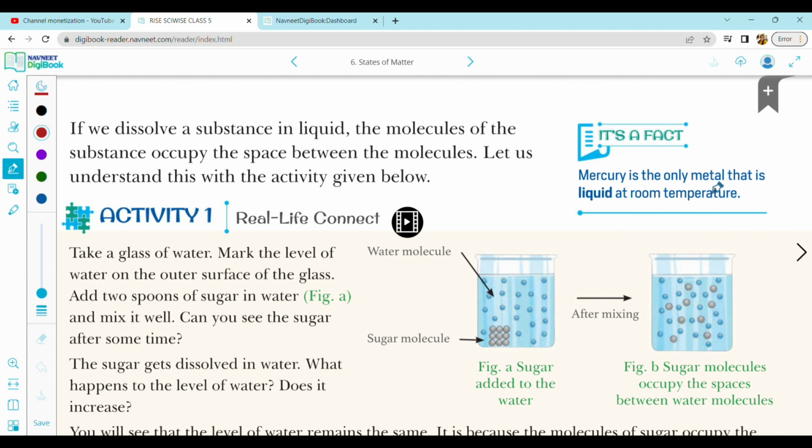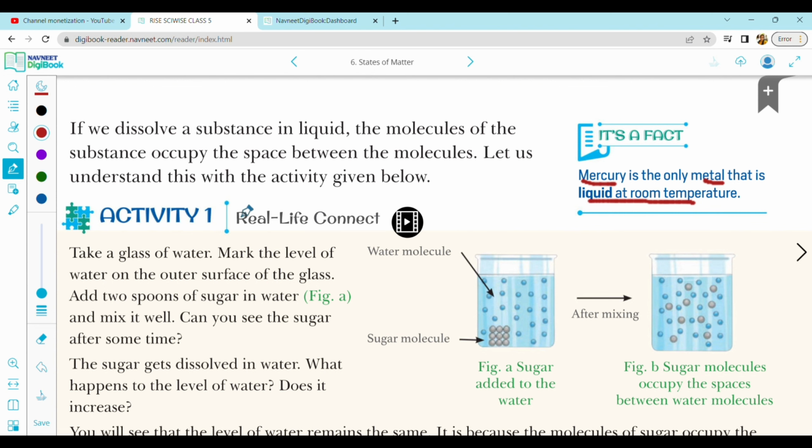Mercury is the only metal that is liquid at room temperature. Mercury is an example of liquid. Water is an example of liquid. Lemon juice is an example of liquid. But mercury is the metal which is liquid at room temperature. That is why we use mercury in thermometers also.